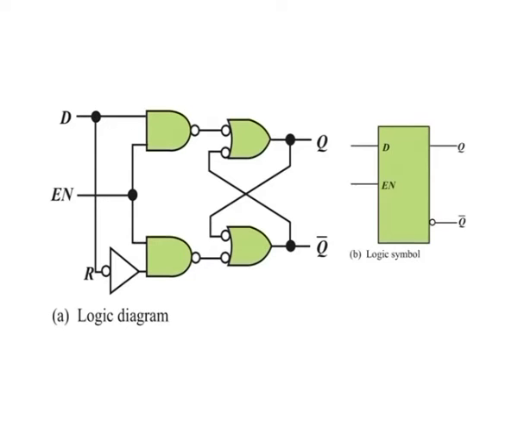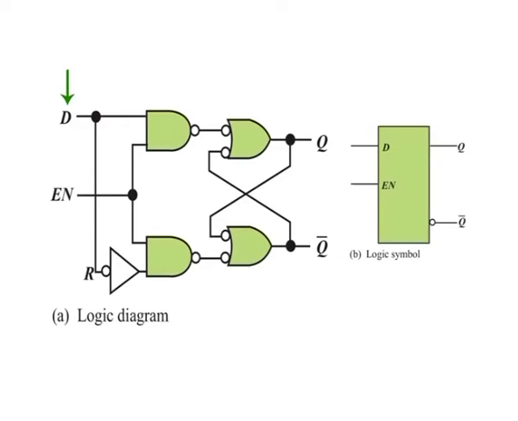The gated D latch. Another type of gated latch is called the D latch. It differs from the SR latch because it has only one input in addition to enable. This input is called the D, or the data input.